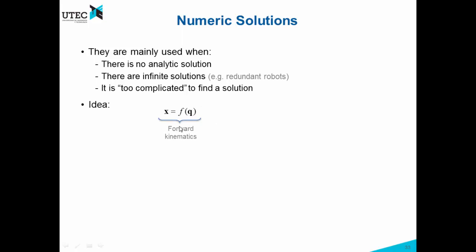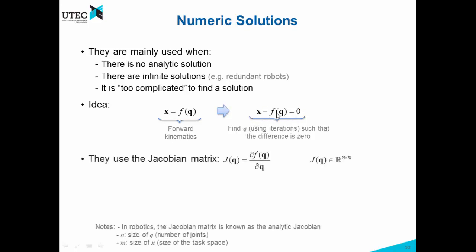We have forward kinematics given by this expression, and then we try to reorder the terms so that we have something equal to 0. And basically we want to find the Q using iterations such that this difference is 0 or close to 0, or such that we minimize this difference or the norm of this difference.